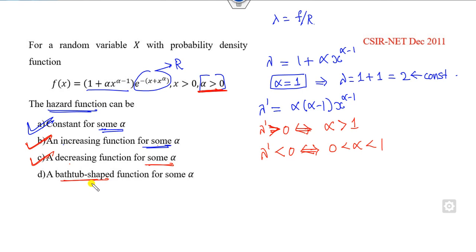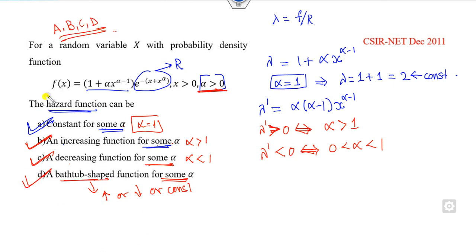It's a bathtub. Bathtub means that it is either increasing or decreasing or a constant for some alpha. Yes, that's true, because if you consider alpha is my 1, then it's a constant. If alpha is greater than 1, it's a decreasing. Increasing, it's less than 1, is a here. So all are my correct options of this example.